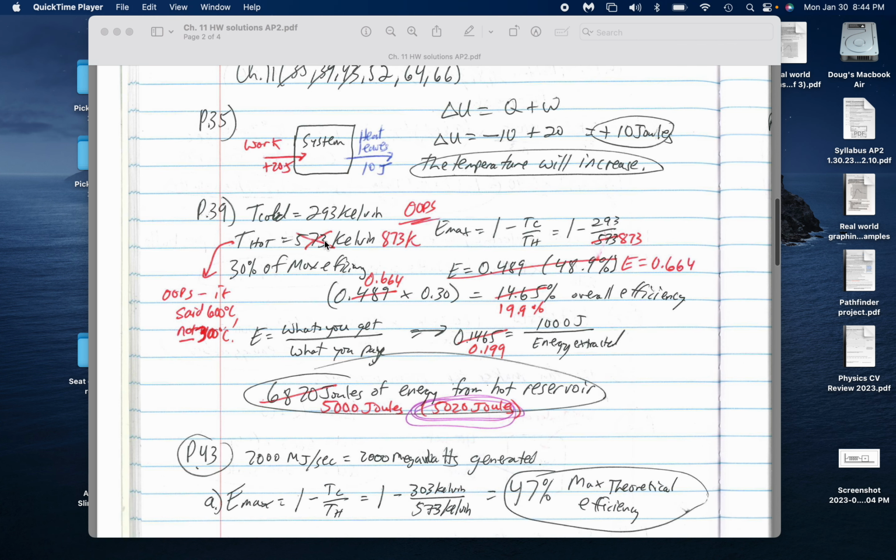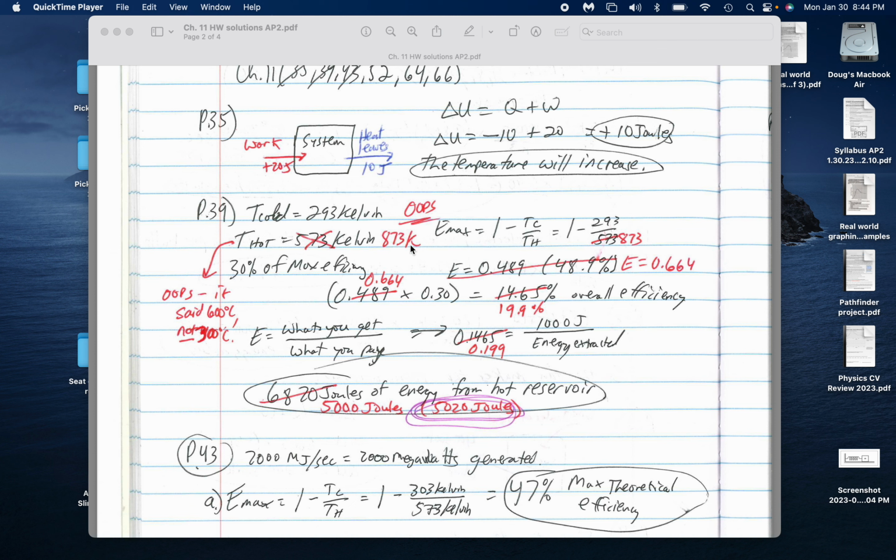39, I screwed up. Yikes. Apparently, I do not read properly, because 39 said that the cold temperature reservoir is 20 degrees Celsius. The hot temperature one is 600 Celsius. Apparently, I thought it said 200 Celsius. Okay, so maybe I was looking at the 20 and I don't know what I ended up doing.